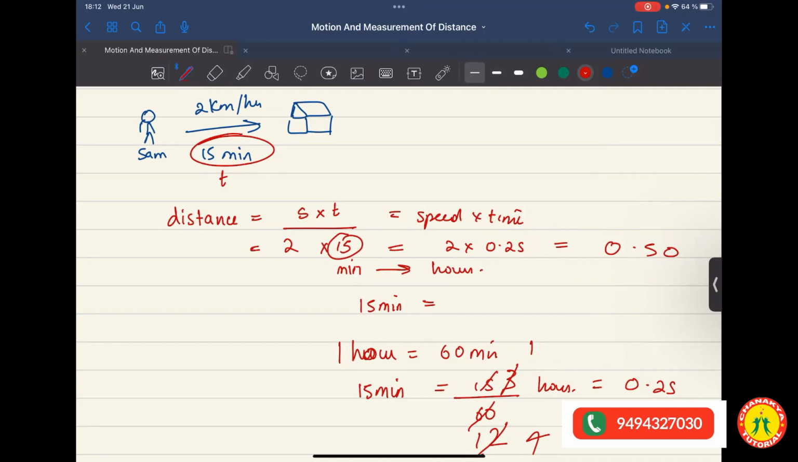I didn't tell you all the SI unit of speed. So the SI unit of speed is kilometer per hour. Of time it is seconds. For distance, it is meter. But I will not write meter here. Why? Can anyone tell me why I will not write meter here? Instead, I will write kilometer. Why?